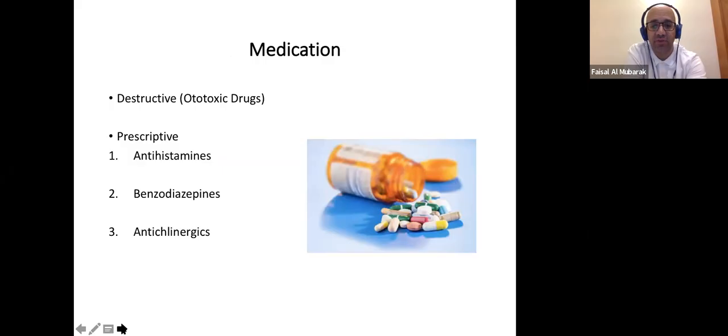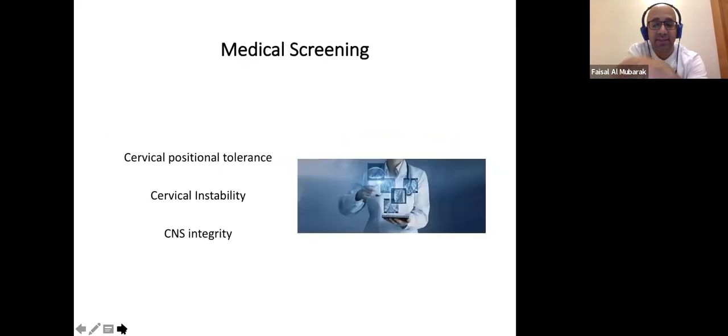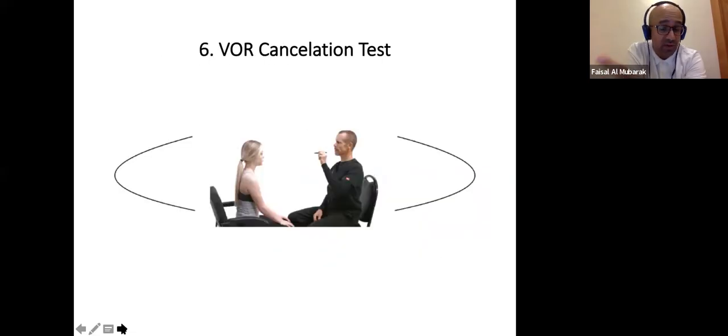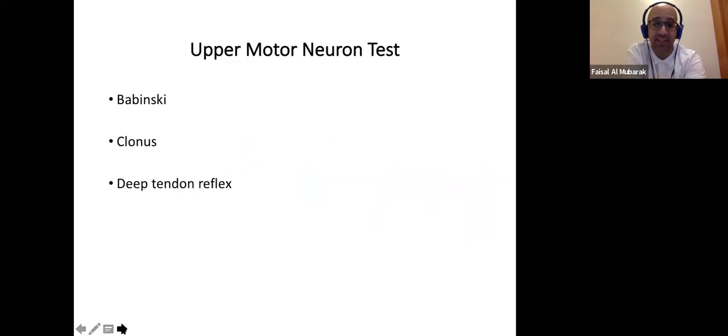Medication is also something that we need to know subjectively, and some history of this patient about their social life, their smoking or any other part. The medical screening will also include things about the cervical instability of this patient, because you're dealing with the cervical a lot. If there is any VBI issue, or any central nervous system issue, there are different examinations that we use to assure whether this patient is normal, has a peripheral lesion, or has a central lesion.